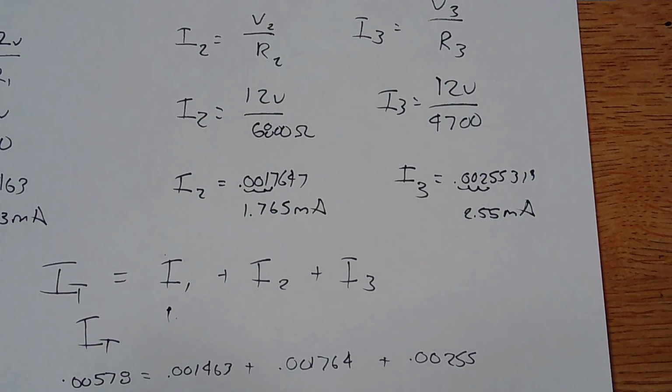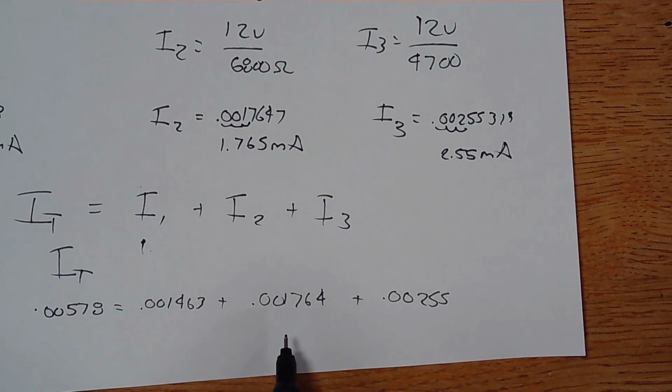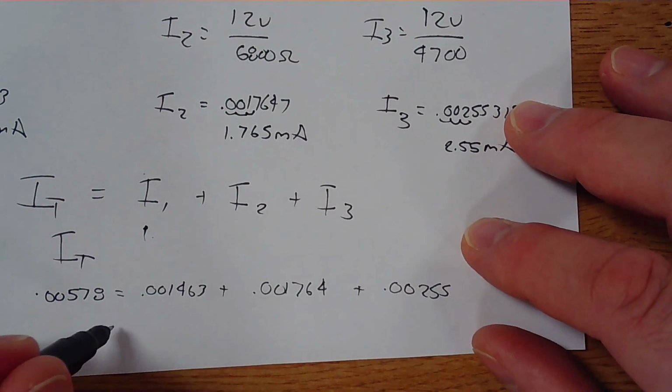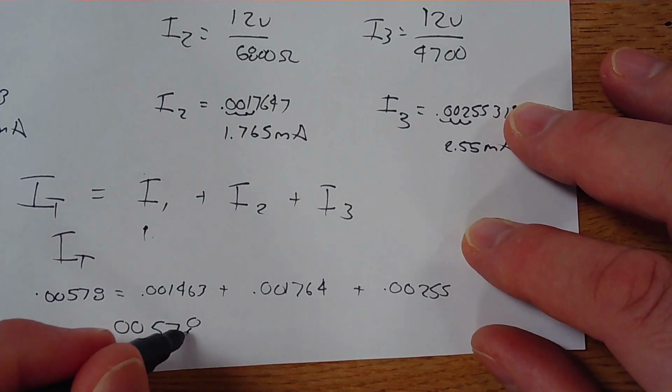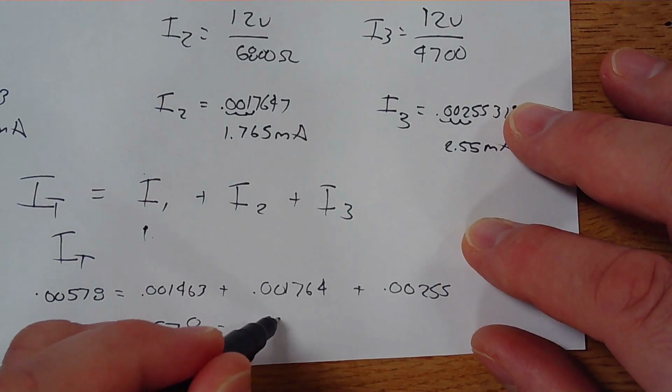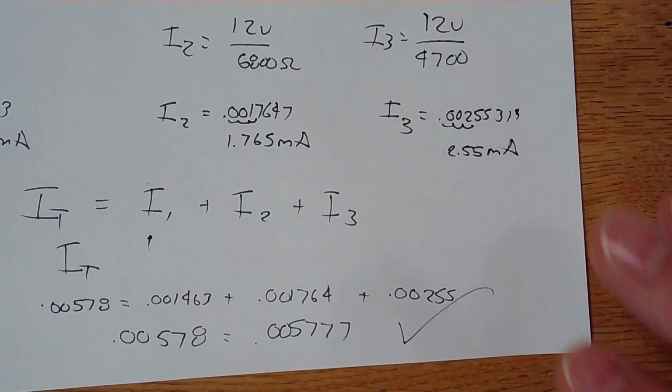Clear out my calculator. 0.001463 plus 0.0017764 plus 0.00255, and I get 0.00578 is equal to 0.005777. All right, so that is another check that it is correct.